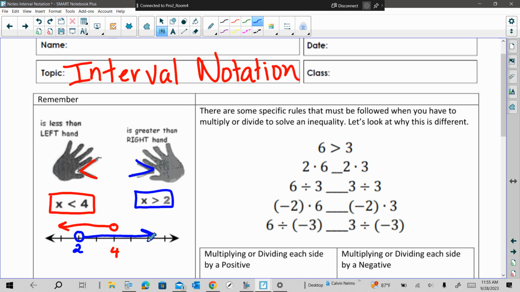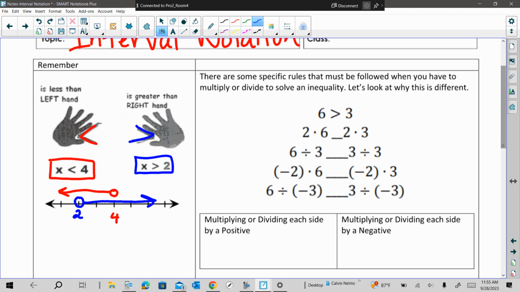So I just want to recap that real quick and remember some rules. Over here in this example, they're showing you 6 is greater than 3, and that is a true statement. Then they're showing, what if I multiplied each side by 2? Well, 2 times 6 is 12. 2 times 3 is 6. 12 is still greater than 6. What if we divide each side by 3? 6 divided by 3 is 2. 3 divided by 3 is 1. 2 is still greater than 1. So the symbol is still staying the same.